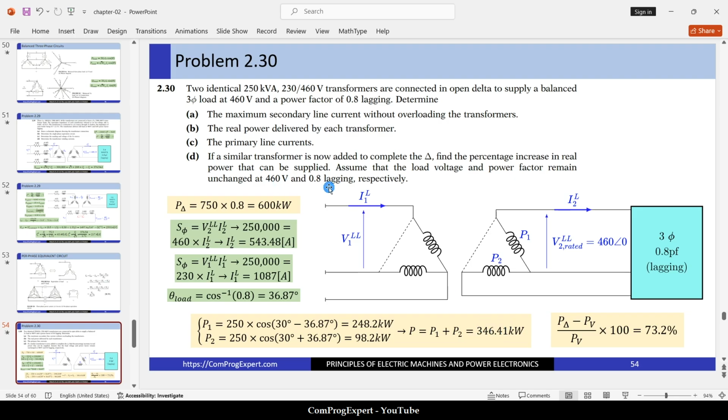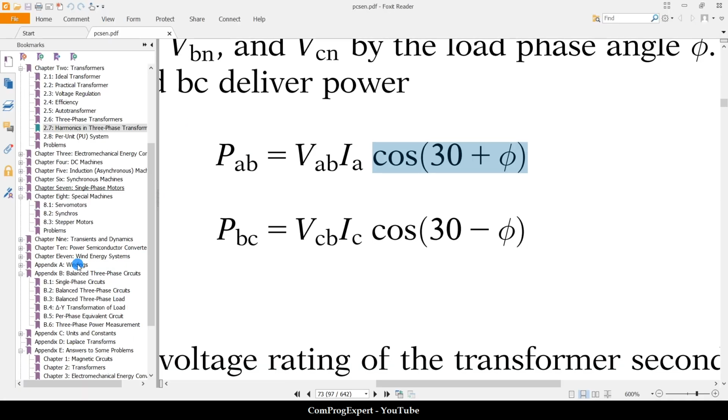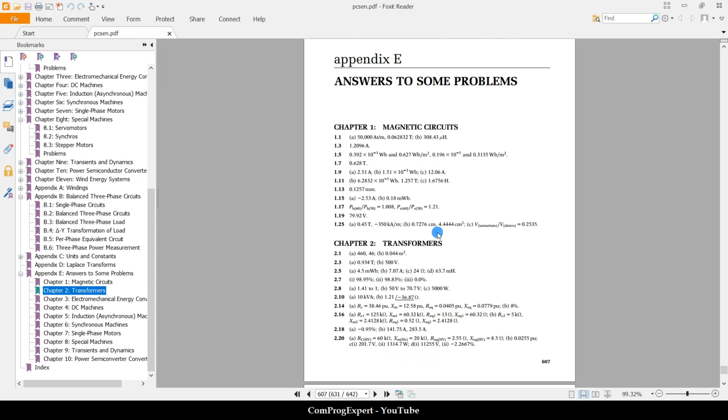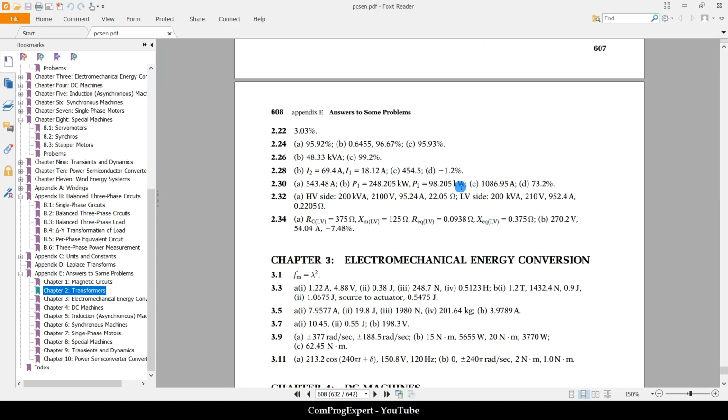How much increase we have if we use all three single phase transformers is P delta minus PV divided by PV. That is 73.2%. Let's check the numbers here.